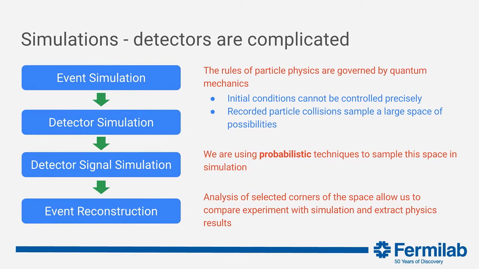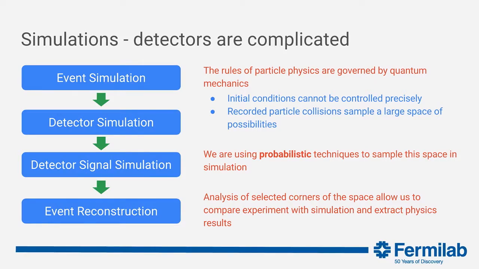And so we have simulations that go from a stage where we're basically rolling the dice and simulating events with Monte Carlo simulation, through simulating the passage of particles through matter and how they radiate and how our detector responds, and in the end, reconstructing physics quantities. Not only is the detector complicated, quantum physics is in our way too. So we can't control our initial conditions precisely, and we're only really sampling a part of the space. And so we need to use these probabilistic techniques to sample these spaces. And when we analyze this, we compare our simulation and extract physics results.